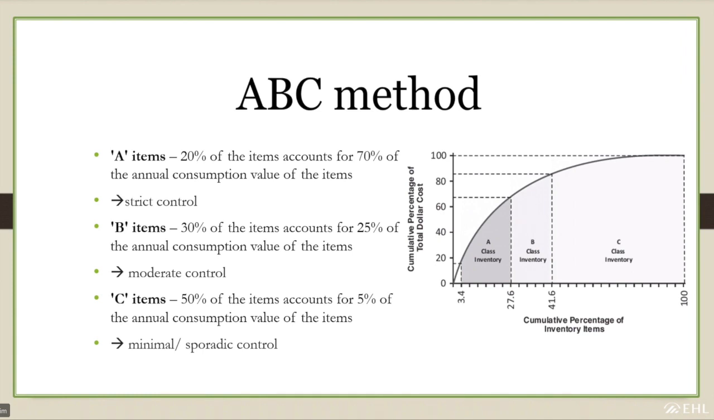Then B items are 30% of the items, which account for about 25% of the annual consumption, where you just do sporadic controls, inventory every so often. And C items are, for example, salt, or if you're not a barbecue place, pepper, or any spice and stuff. That is also 50% of the items, but they don't account for a lot, because either you're using a very low quantity of it, or they just don't make a lot of profit. So this is a very minimal control. Obviously, if someone takes a tablespoon of salt, you're not going to fire them because of that.